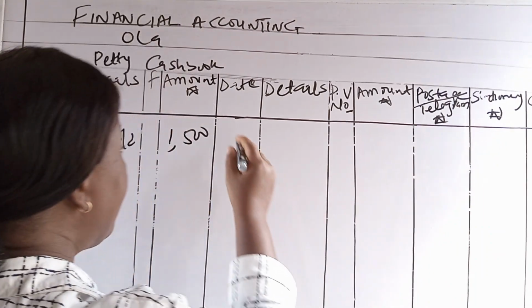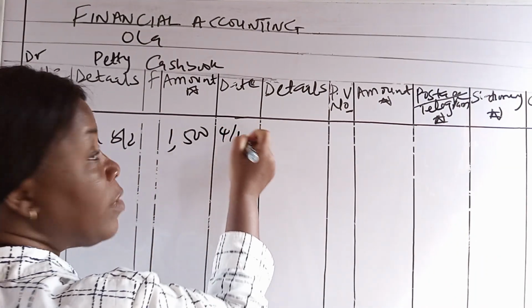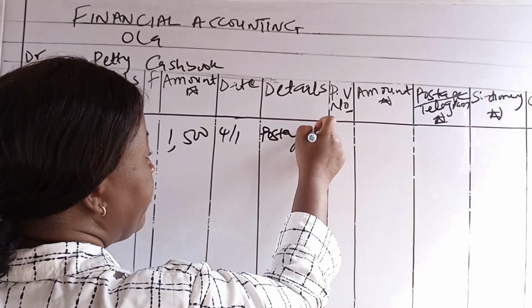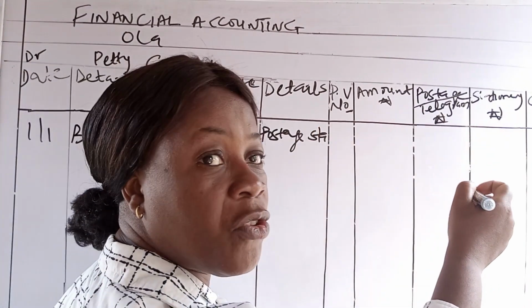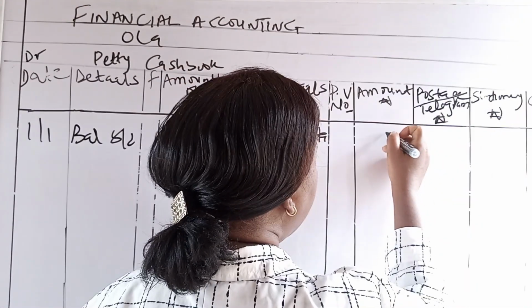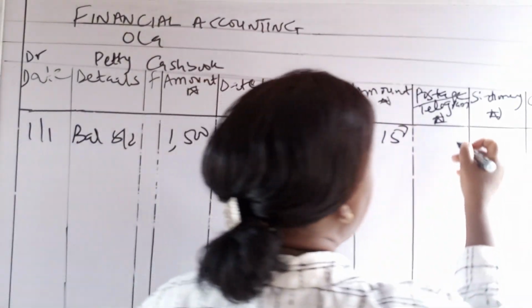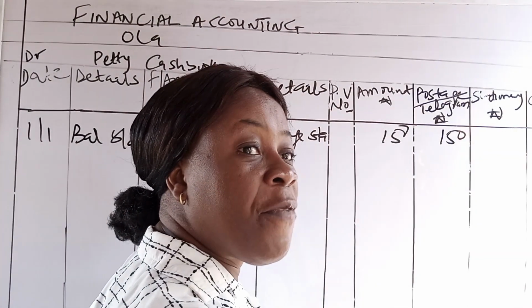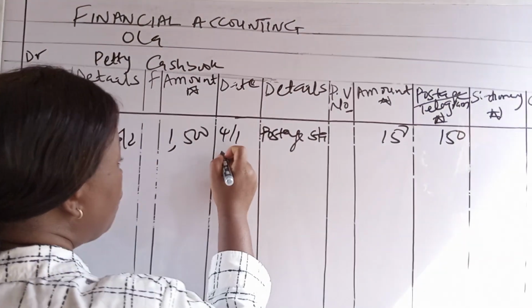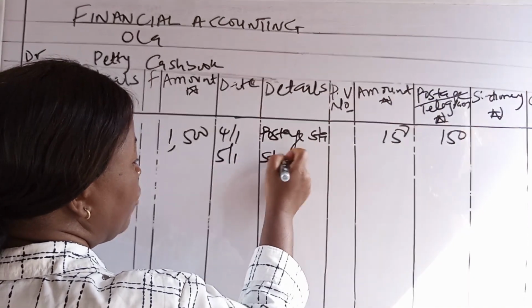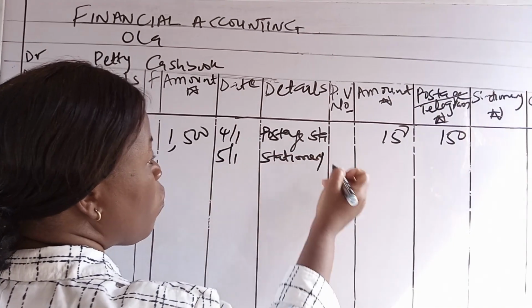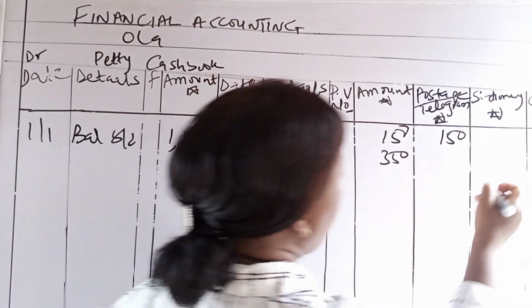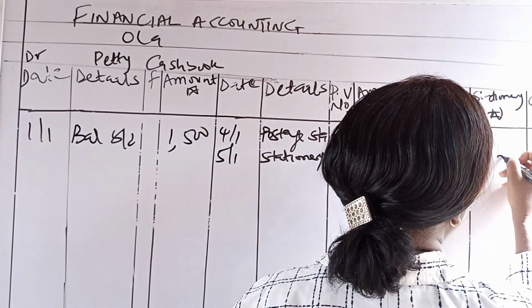Then starting from January 4, those were expenses incurred, petty expenses incurred, so they will be written on the credit side. So date, we have 4/1. What was it spent for? Postage, stamp. How much? 150 naira. Then in the column for postage, we are going to write 150. January 5, paid for stationery, 5/1. Stationery, how much? 350. So we write the amount in the stationery column.